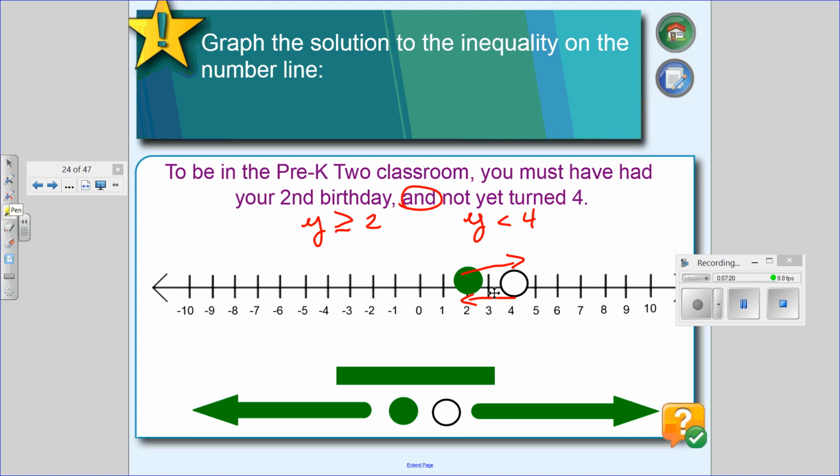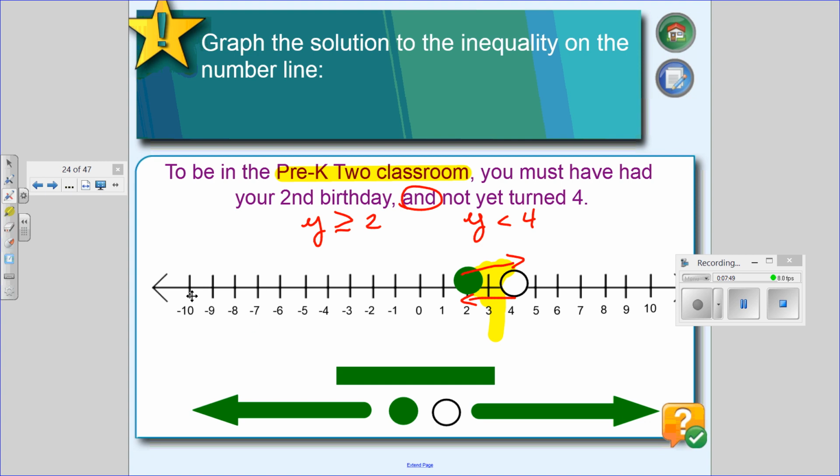Come on, highlighter, you can do it. It's finicky today. We're going to shade that space in between 2 and 4. Go ahead, you can do it on your own paper. We'll just go ahead and drag it up like that.